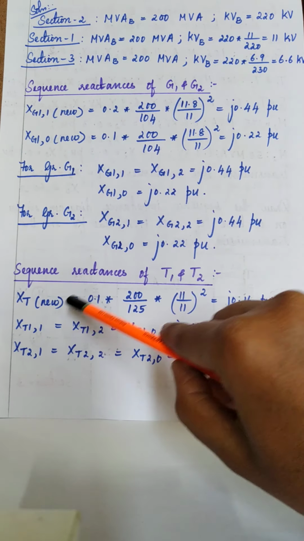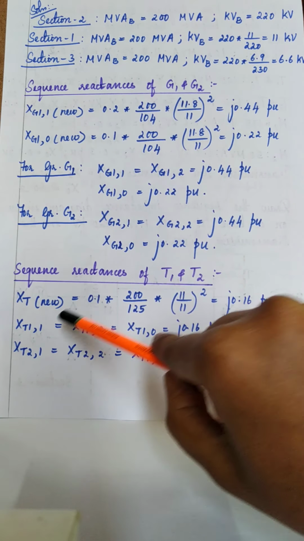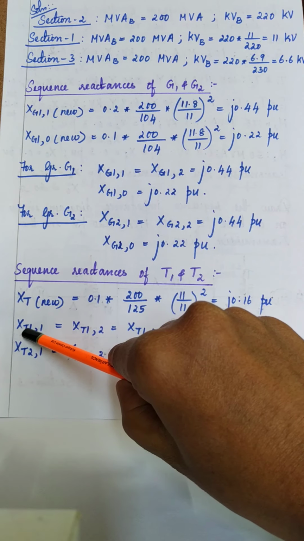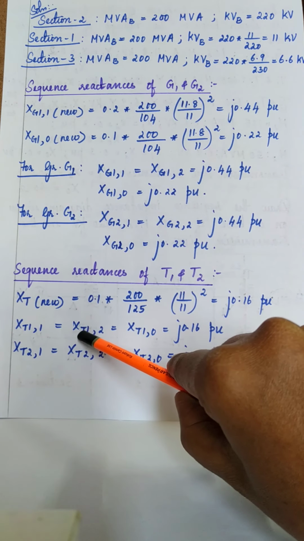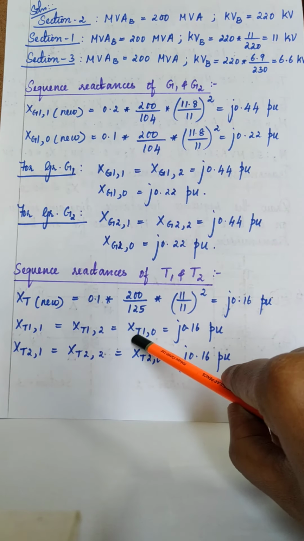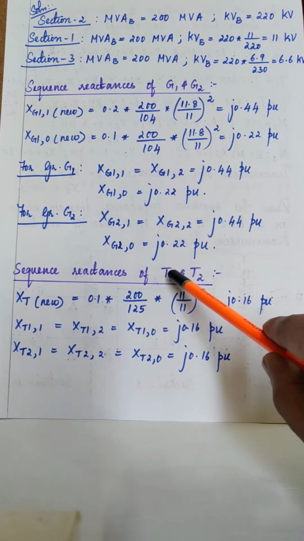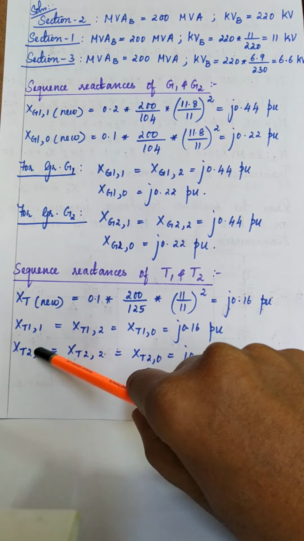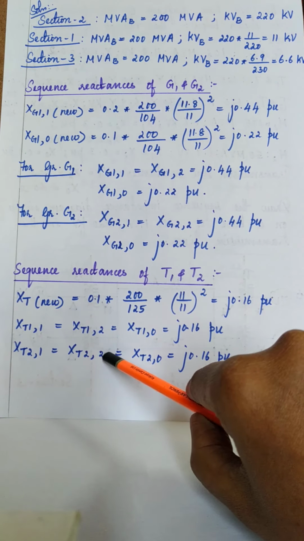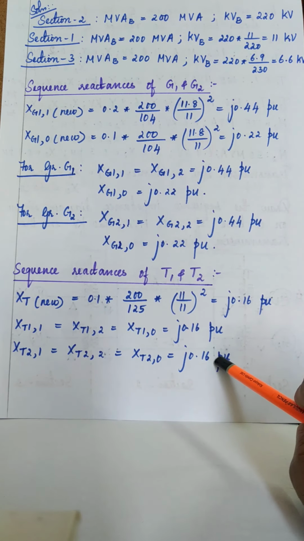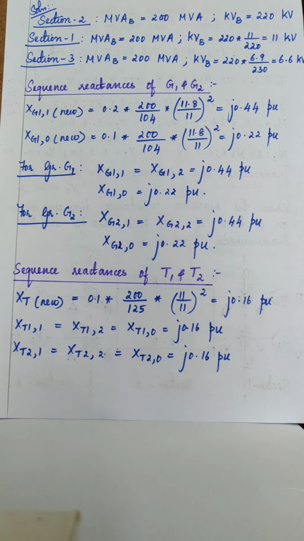Okay. So now for transformer T1, XT1 comma 1, positive sequence reactance of T1, negative sequence reactance of T1, zero sequence reactance of T1 all equal to j0.16. So since T2 and T1 are of same rating, T2 comma 1, negative sequence reactance of T2, zero sequence reactance of T2 all are equal to j0.16 per unit.